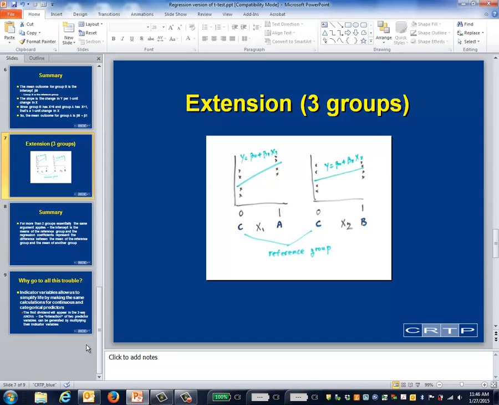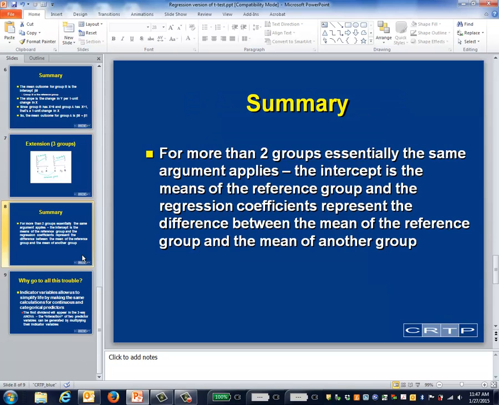Please notice that group C is the reference group in both the pictures, and the intercept beta naught is the same. The slope coefficient for x1, namely beta 1, quantifies the difference between the mean outcomes for groups A and C. Similarly, the slope coefficient for x2, namely beta 2, quantifies the difference between the mean outcomes for groups B and C. This slide basically just summarizes the argument in words.